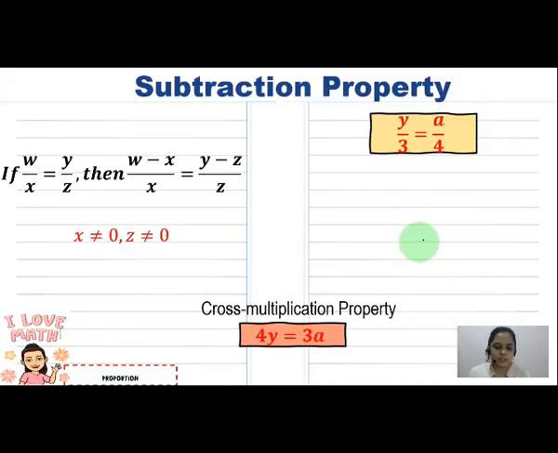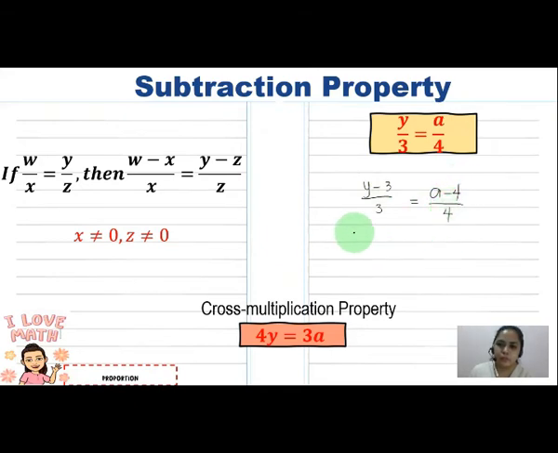So, this is just the same as addition. Ang pinagkaiba lang, syempre, yung operation. So, same pa rin po sila, no? So, we'll have, imbis na plus, magiging minus. So, y minus 3 over 3 equals a minus 4 over 4.